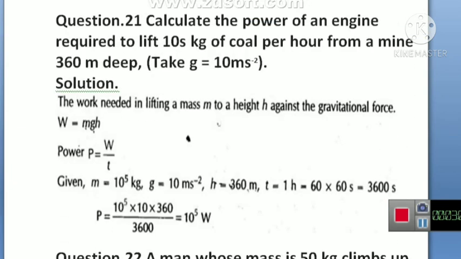Now next question. Calculate the power of an engine required to lift 10 raised to 5 kg of coal per hour from a mine of 360 meter deep. Here you have to make the change, as the time is not given in seconds.